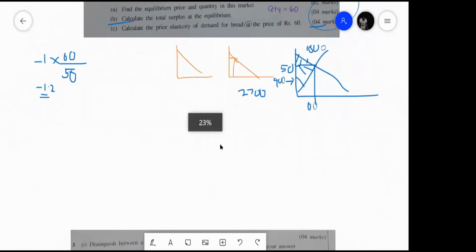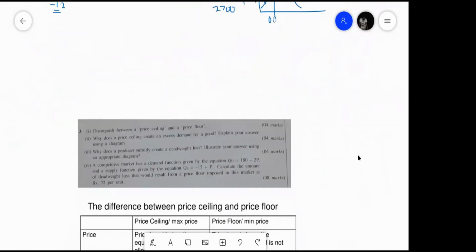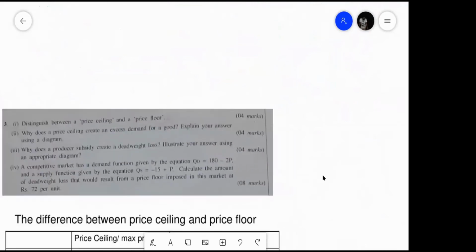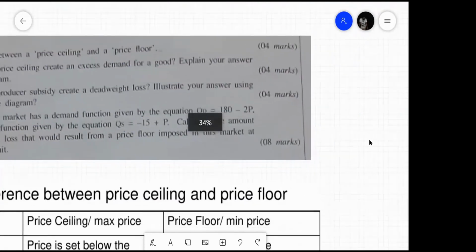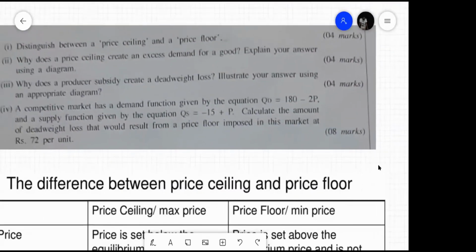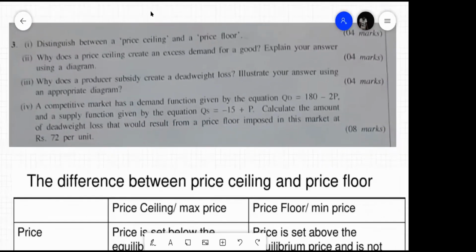Okay. Then coming into the last question. This had a few interesting questions. One, they're asking to distinguish between a price ceiling and a price floor. Guys, when they say distinguish between price ceiling and price floor, don't draw a table, right? You have to explain using sentences.